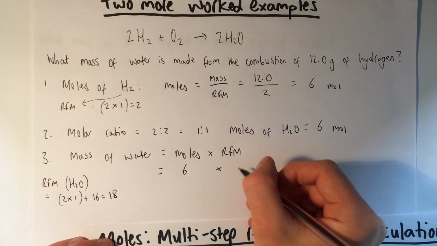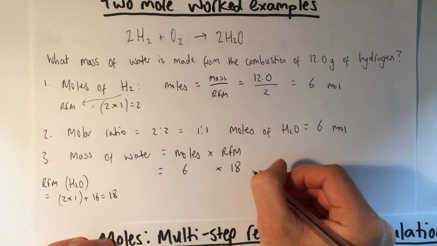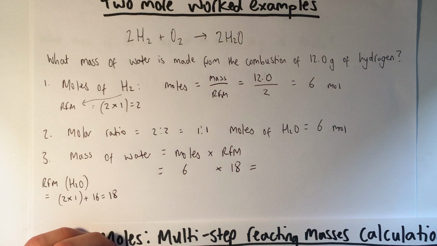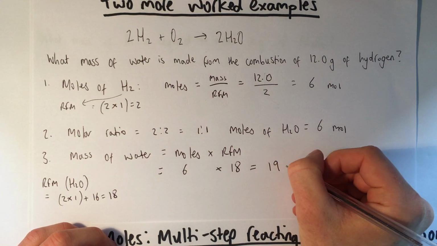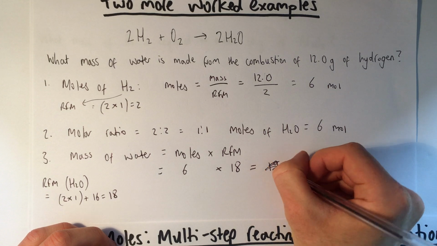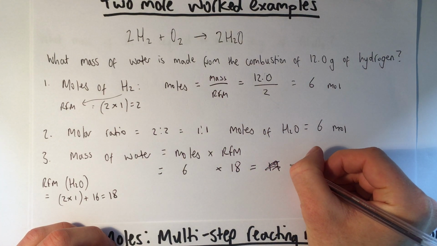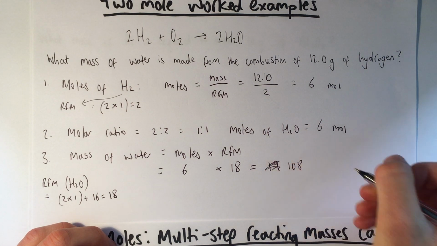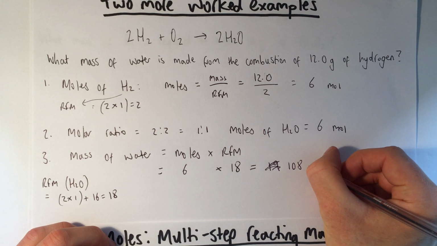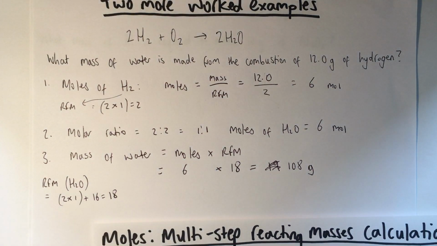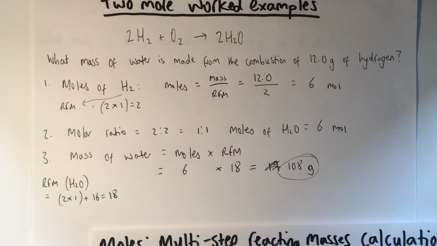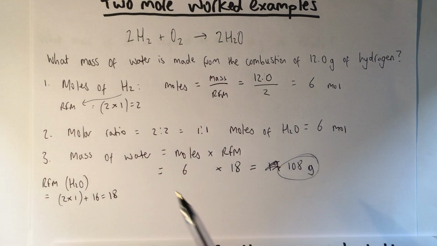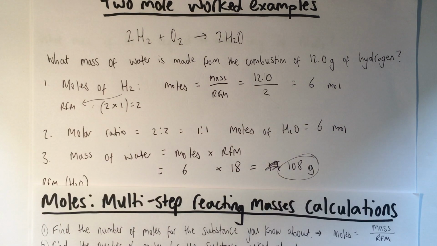So 6 times 18 to find our mass of water, which is, it's not 198, is it? It's going to be 108. Yeah. And the unit for mass is grams. Okay. So there we go. That's quite a large amount of water it's made. This would be quite a decent sized explosion. I've just followed those same 3 steps to work out for water.